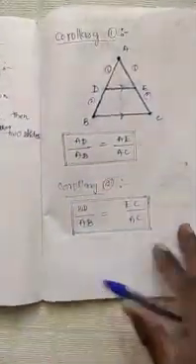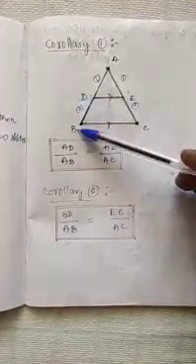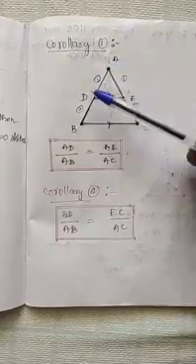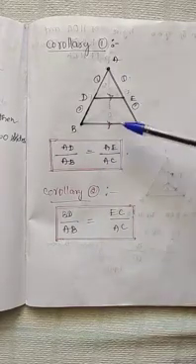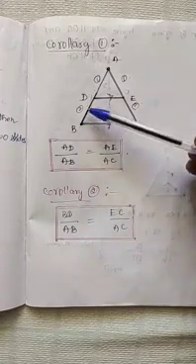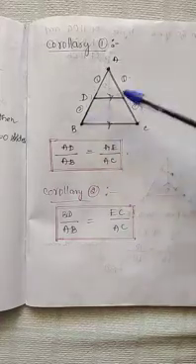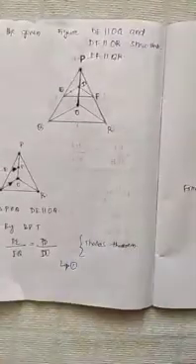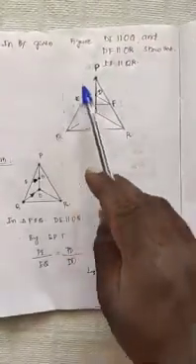So by corollary one, see here, AD by AB is equal to AE by AC, right? This is corollary one. And then corollary 2, that is BD by AB equals CE by AC, right? That is corollary 2.